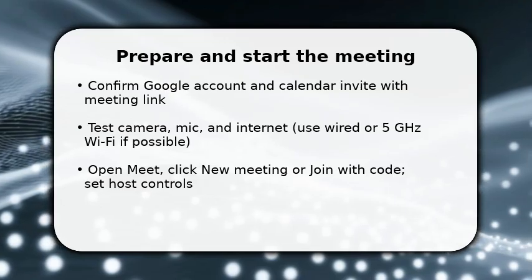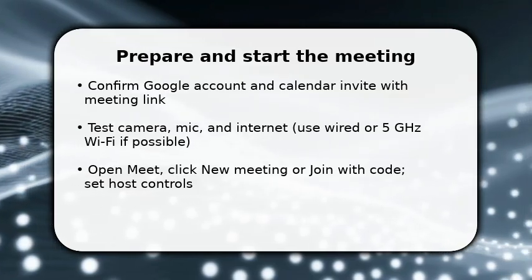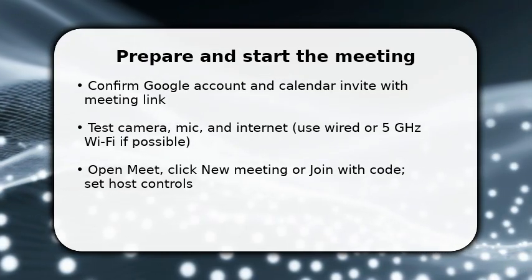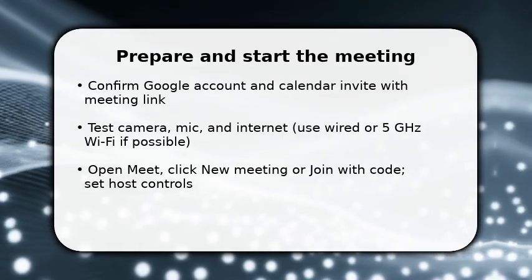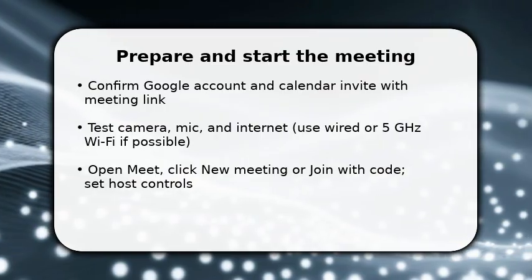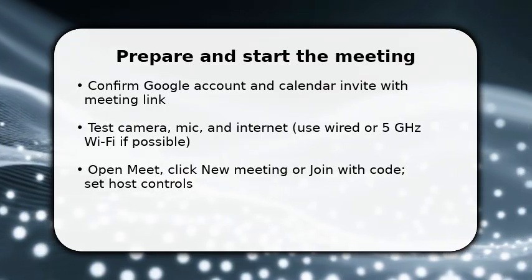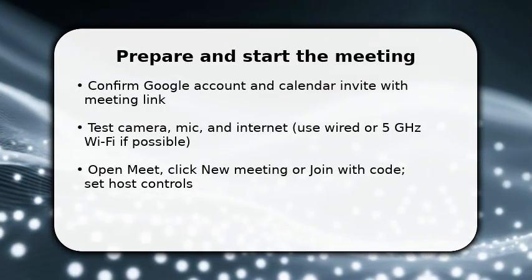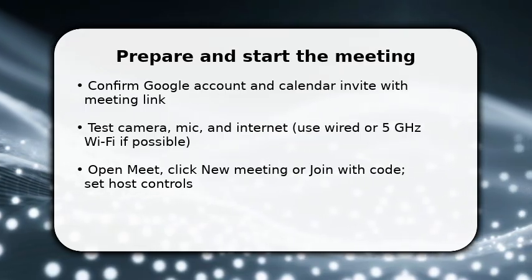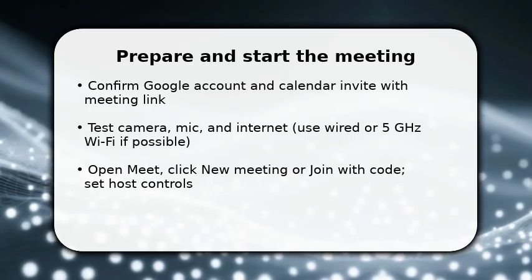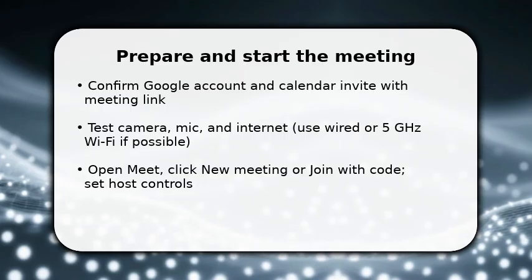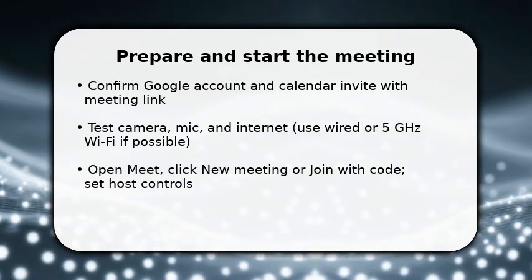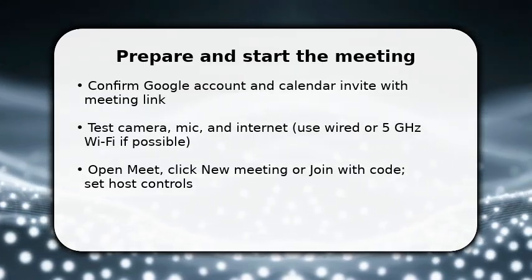Enjoy the video. You begin by confirming the essentials: your Google account, the class calendar entry, and the Meet link so students can join. Once done, run a quick AV and connection check. A wired connection or 5 GHz Wi-Fi reduces drops. Then open Google Meet and choose New Meeting or Join with Code to create your room.